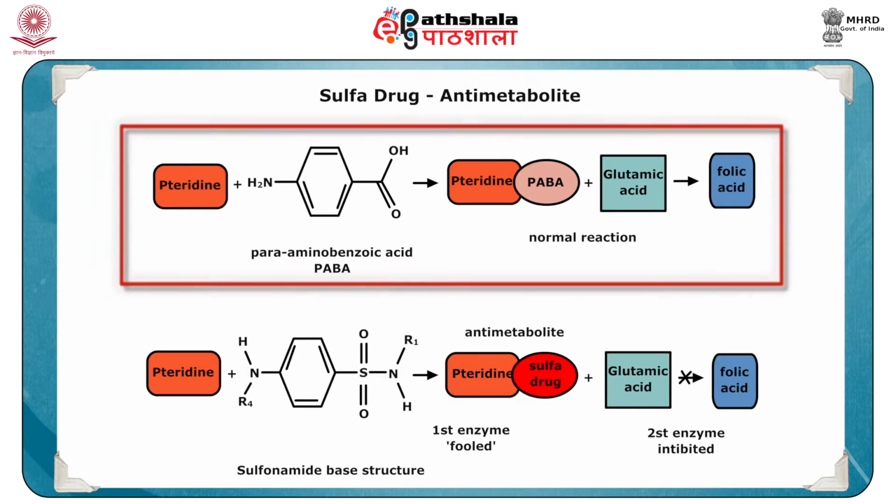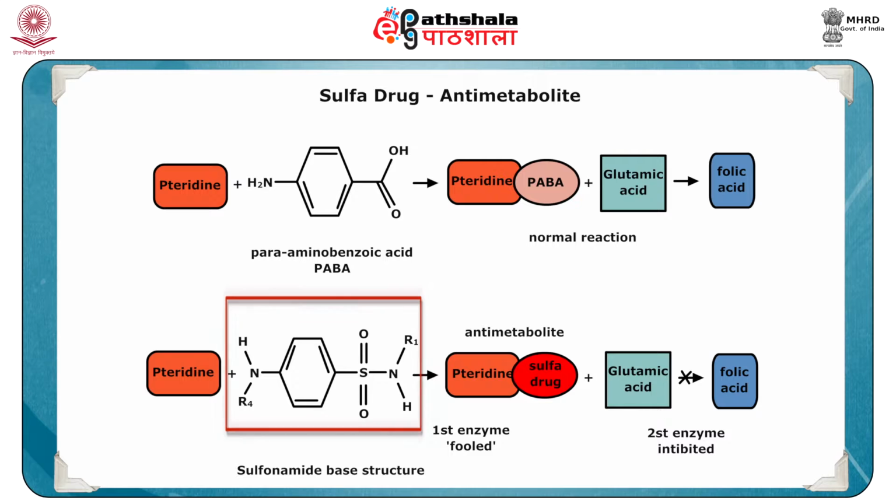In its synthesis, which occurs in bacteria, pteridine plus para-aminobenzoic acid combine to give you pteridine PABA, an intermediate, which then combines with glutamic acid to give you folic acid. If you look at the drug which inhibits this reaction, namely the sulfa drug sulfonamide, it is similar in structure to para-aminobenzoic acid, which is a normal substrate for the enzyme which synthesizes folic acid.